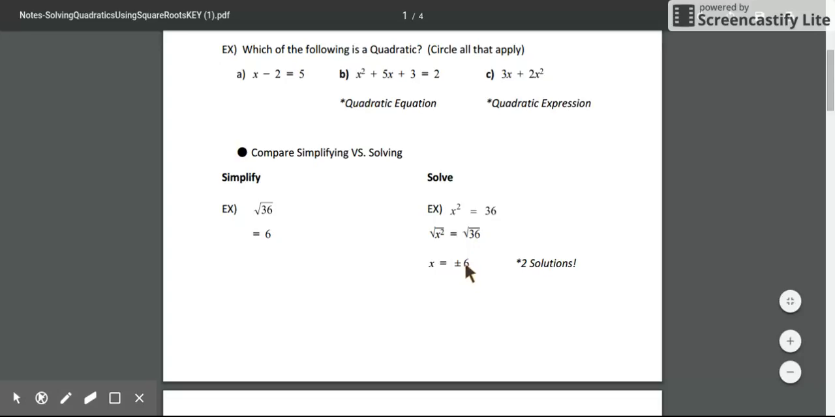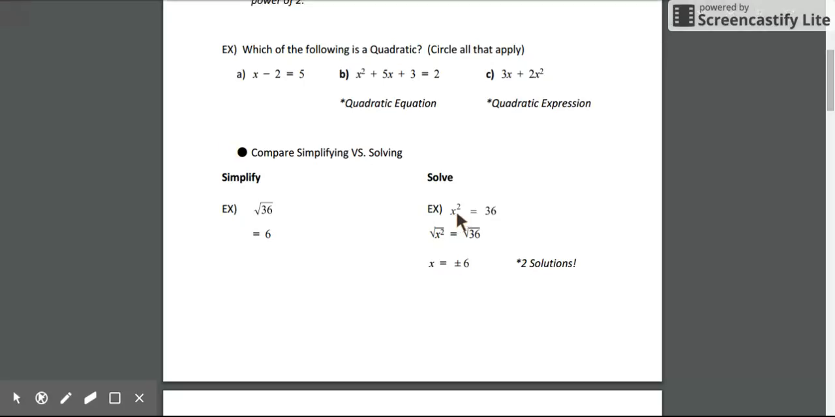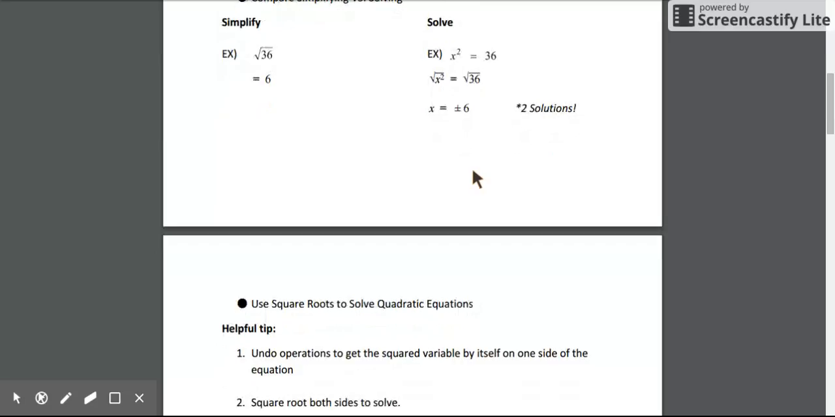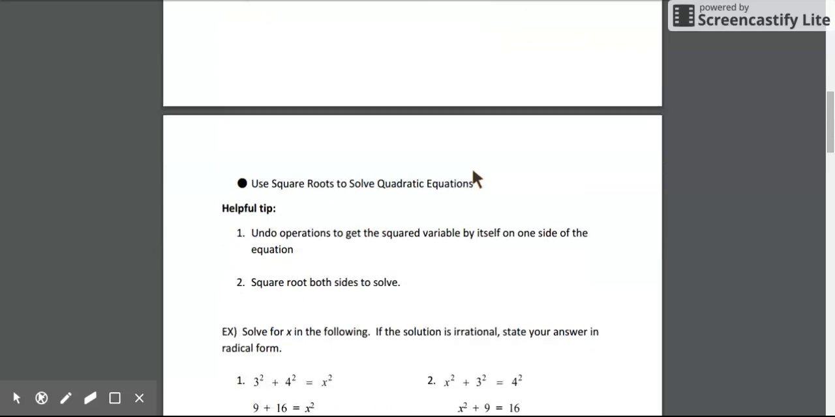And we can check that by substituting our solutions back in. If I square positive 6, I have 6 times 6, that's 36. But also if I square negative 6, negative 6 times negative 6 is also positive 36. So there are indeed 2 solutions to a quadratic. Up to 2 solutions. I don't want to say every time. As you go farther in math, you may figure out which quadratics have 2 solutions, which have 1, or which have 0 solutions.